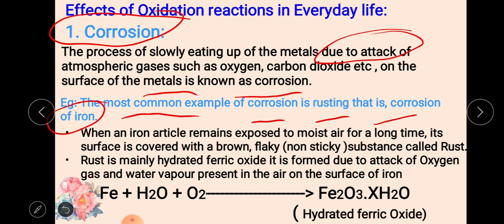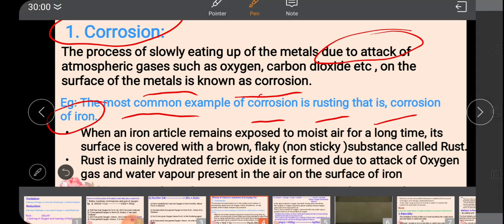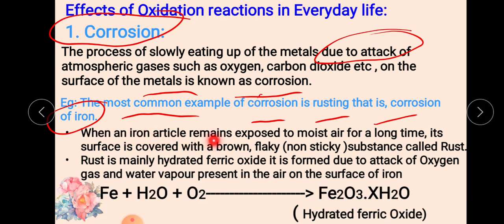When an iron article remains exposed to moist air for a long time, its surface is covered with a brown, flaky, that is non-sticky, substance called rust. Iron will not rust in a dry place, or if iron nails are dipped completely in water, because iron needs moisture, both water and oxygen, to rust.